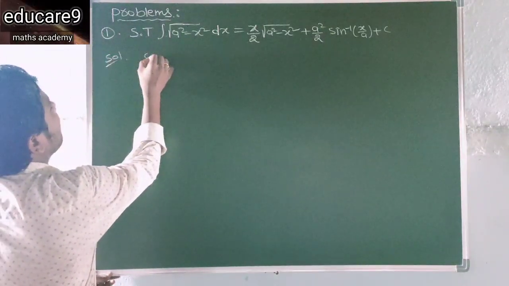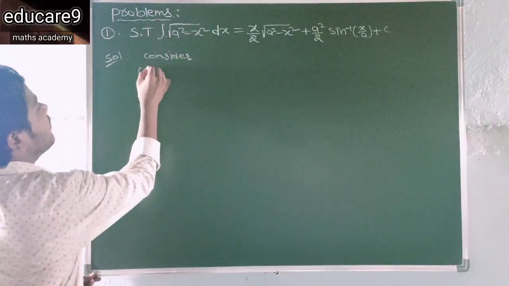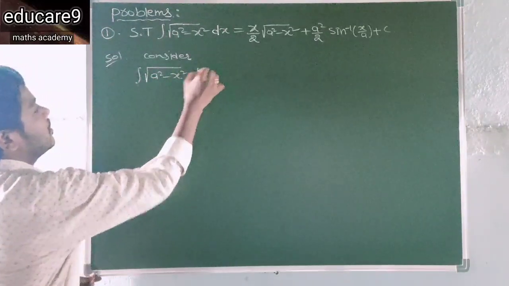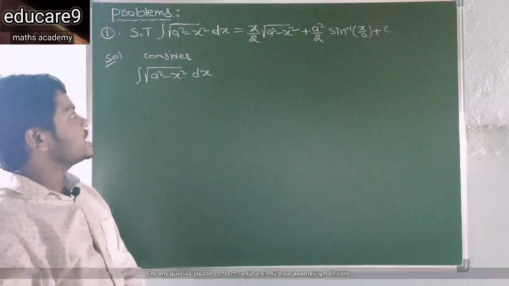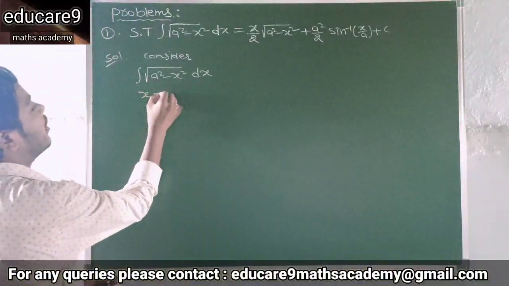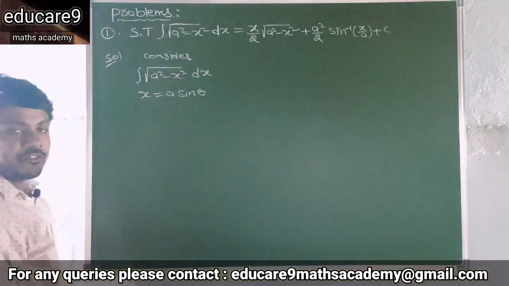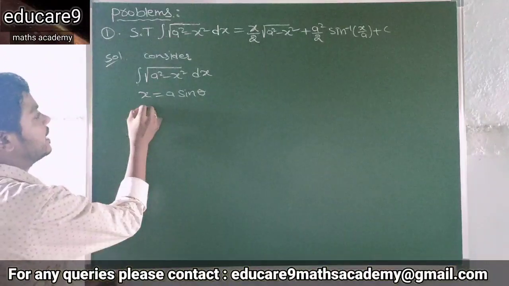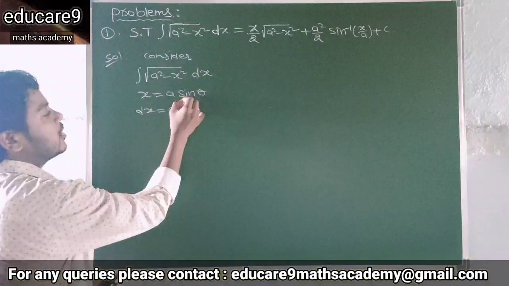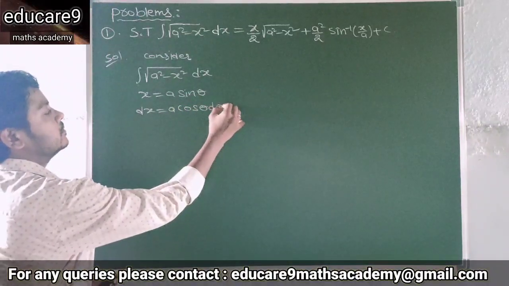Consider the integration of square root of a square minus x square. So clearly in this case we have to substitute x is equal to a sin theta. Now differentiate on both sides, what you get, dx is equal to a into the derivative of sin theta, that is cos theta d theta. Okay.